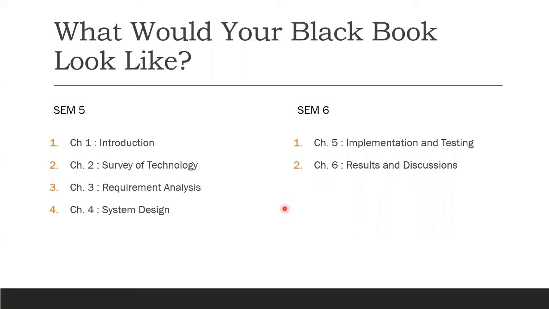Then chapter number 6 will be results and discussions: whether the expected outcome which you had set in semester 5, did you achieve that result or not? And if you have faced any problems or challenges, you can put that into the discussions section as well. Then chapter number 7 will be conclusion: what you have finally made, what your analysis says, what is the impact of your project on society, stuff like that.